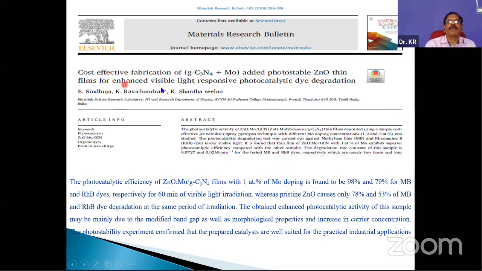This is another paper: cost-effective fabrication of graphitic carbon nitride plus Mo, molybdenum added, photostable zinc oxide thin films for enhanced visible light responsive photocatalysis. Actually, zinc oxide is a good photocatalytic material, but because of its wide band gap, it can work as a photocatalyst only under UV light. But we added graphitic carbon nitride and molybdenum. Even under lower energy light, it is responsive as a photocatalyst.